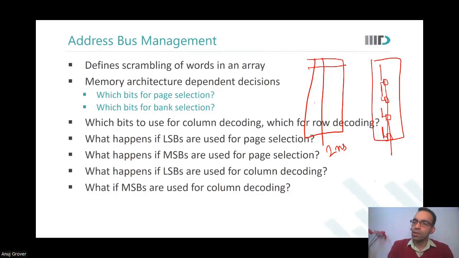Now, because the bitline capacitance that every bit cell sees is smaller, this access time would come down to 1 nanosecond, because you have reduced the overall capacitance. So this is called hierarchical bitline.